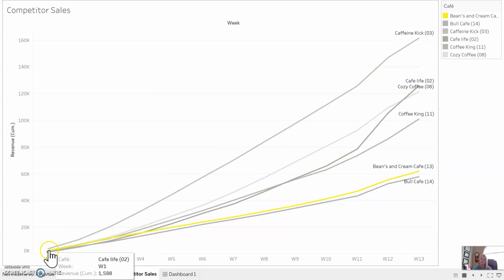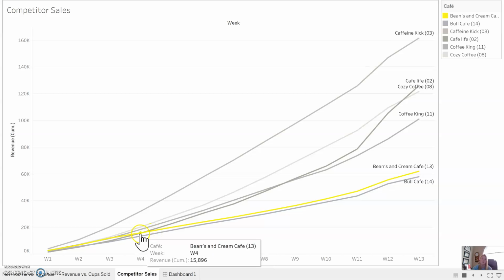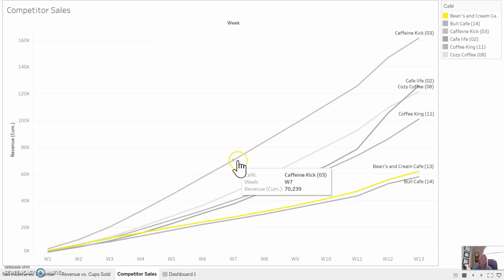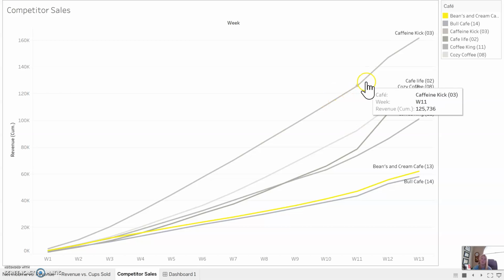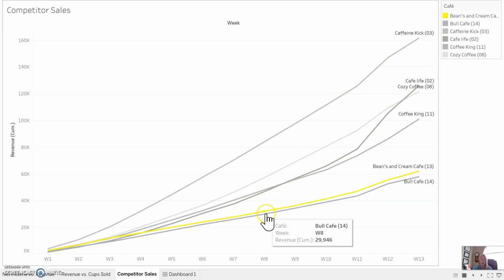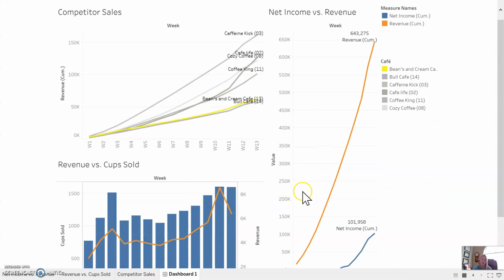But still, in the beginning, you can see we all started in the same area. By week 4, we all dispersed, but Caffeine Kick dispersed at week 2, which means that they made decisions that helped them financially decide better how to create more income for them.